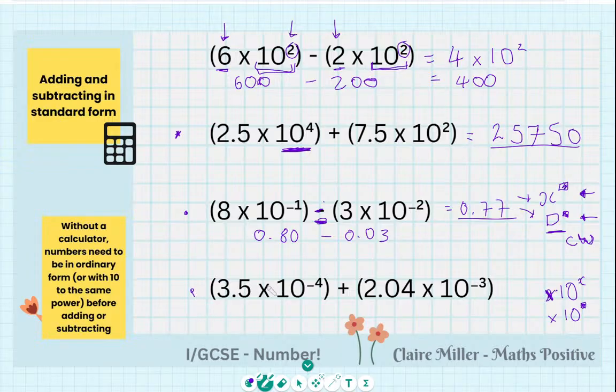So all I'm going to type in is 3.5. Then I'm going to press that times 10 to the power button, and I'm going to type -4. Ooh, and I've just realised one thing. With the newer calculators, you might need to push your cursor along slightly, so the plus sign ends up being big and in the middle and not as part of a power. Okay, and I'll explain more in a minute. And then I'm going to type 2.04, and then I'm going to press that special times 10 to the power button, and then I'm going to type -3.